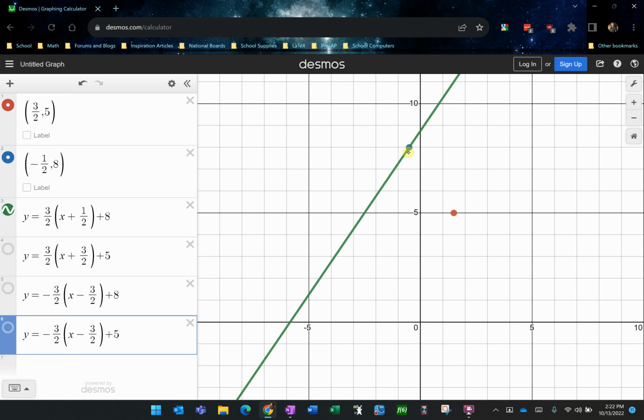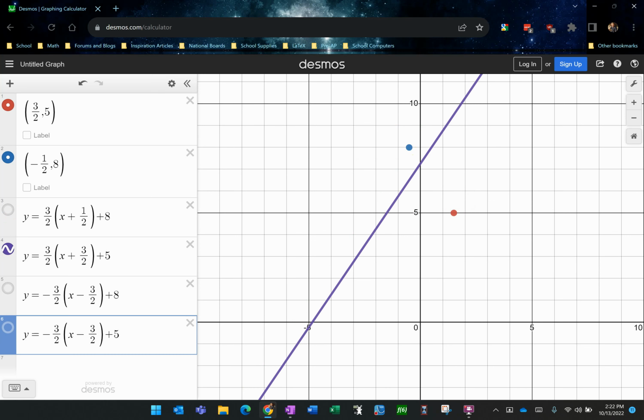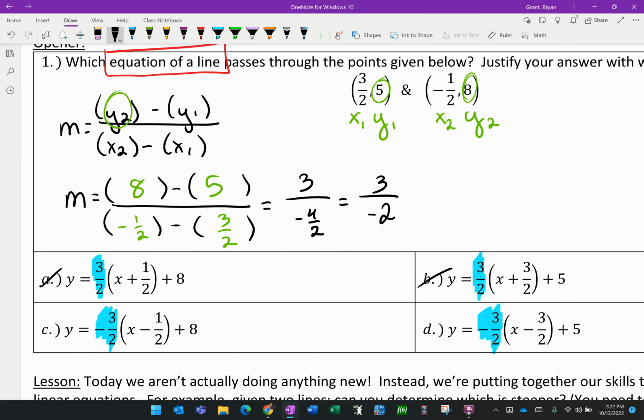This line only goes through one of the points. Same thing for the second one. This doesn't actually go through any of the points, so those are definitely wrong. Okay, so we've eliminated A and B. We're now down to C and D.